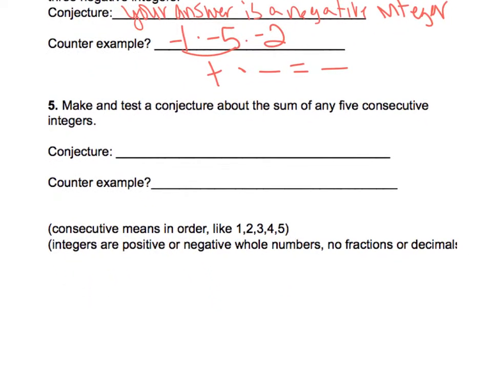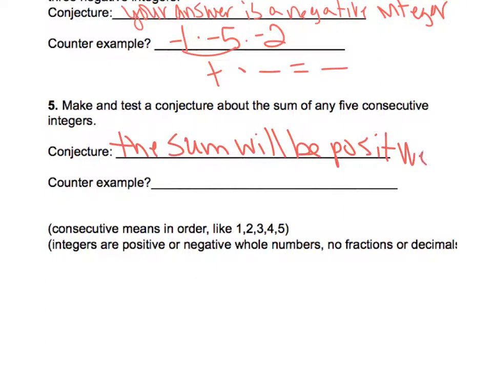So let's see, test a conjecture about the sum of any 5 consecutive integers. Remember, integers are positive or negative whole numbers, and consecutive means in order, like 1, 2, 3, 4, 5, or 7, 8, 9, 10, or negative 10, negative 9, negative 8, negative 7, negative 6, or something like that. So take a minute, pause the video, and see what you can come up with. So let me think. My conjecture is that if I add up any 5 consecutive integers, the sum will be positive. You might have come up with a different conjecture.